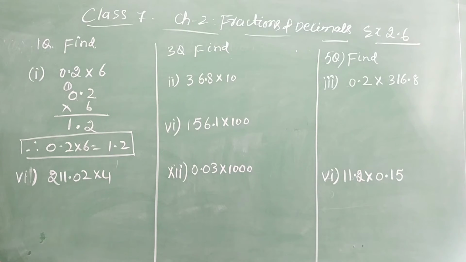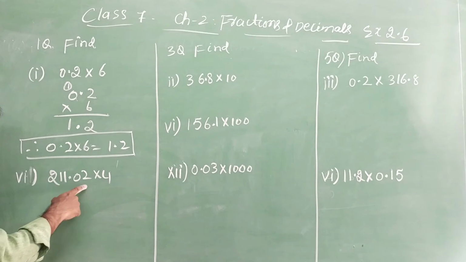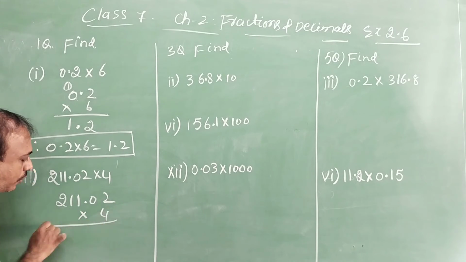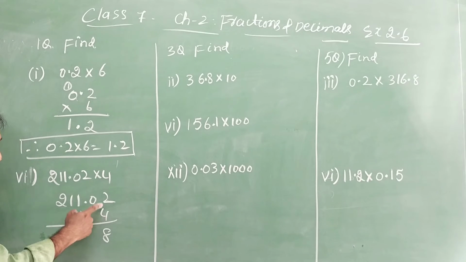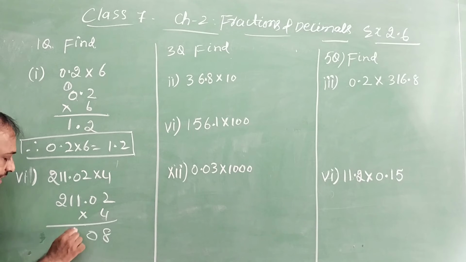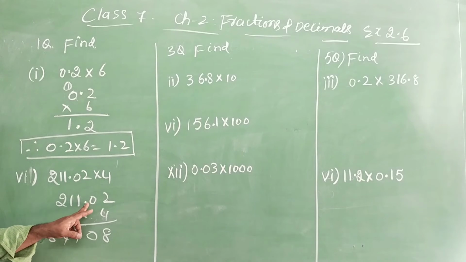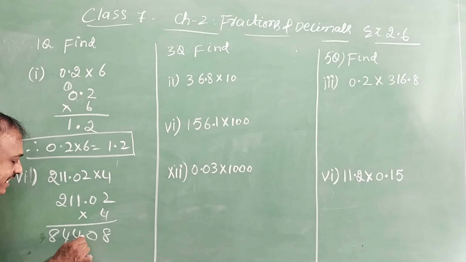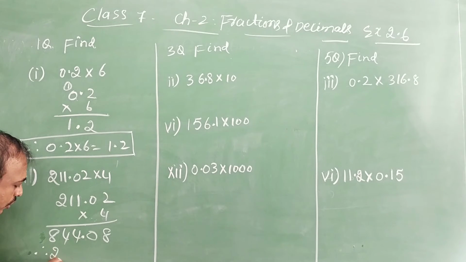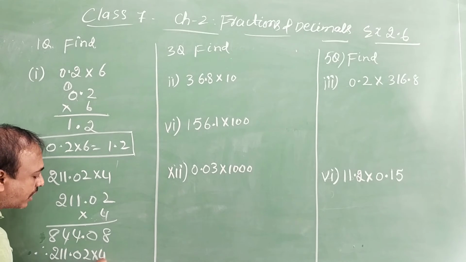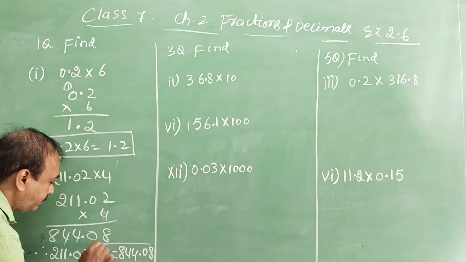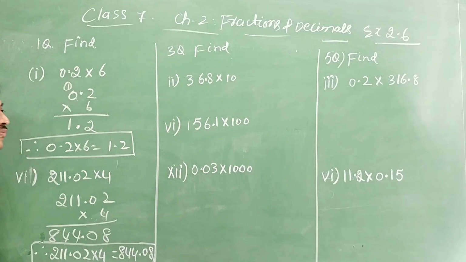211.02 into 4. We are multiplying with 4. 4 2s are 8. 4 zeros are 0. 4 1s are 4. 4 2s are 8. Now, after the decimal point, how many digits are there here? 2. So, count from the right side, 1, 2, and place the decimal point. Therefore, 211.02 into 4 is equal to 844.08. So, this is the way to find the product.